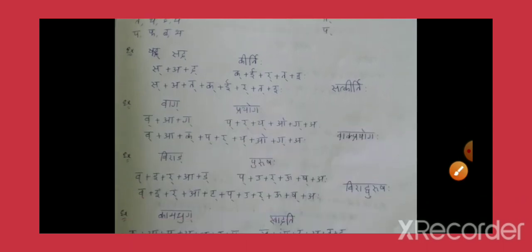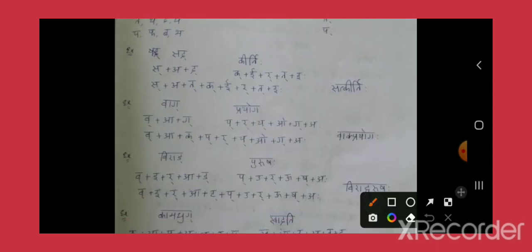See this first example. Sad kirtihi. These are the two words. First let's expand. Sad: sakara plus a plus dakara. And what is the expansion for kirtihi? Kakara plus e plus repa plus takara plus ihi.